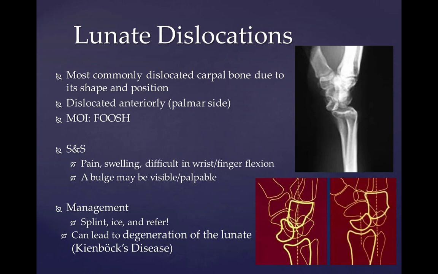The swelling often causes a decrease in two-point discrimination in the median nerve distribution. This means that people can't tell when you're touching one part of the hand or another. This is due to acute carpal tunnel syndrome. Patients often prefer to hold their fingers in partial flexion due to pain on extension.